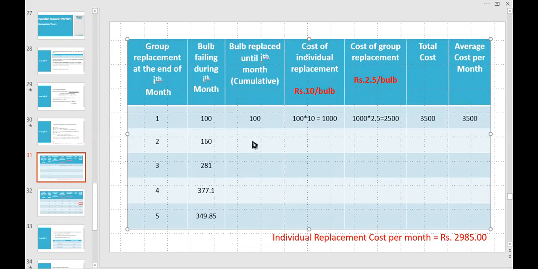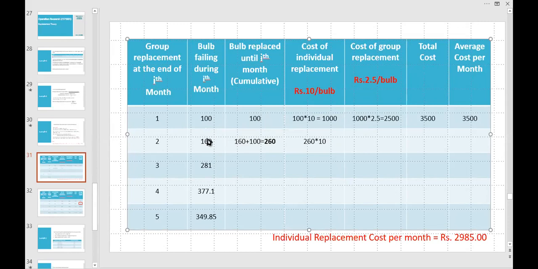Yes, the answer is right, Parth. Now let me repeat your answer. Since it is cumulative, cumulative would be the current month plus the previous month. So it is 160 plus 100, which is 260. Now 260 multiplied by 10. In the second month we are replacing 260 bulbs, considering the previous month's 100 and the current month's 160.